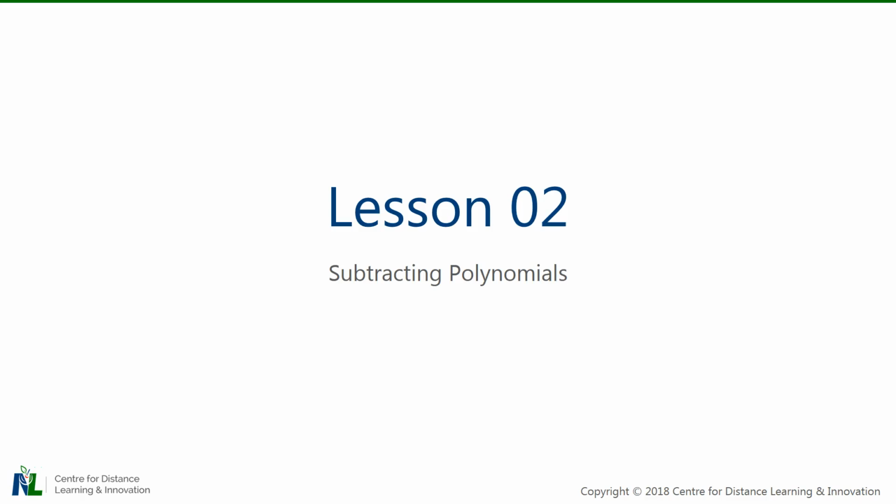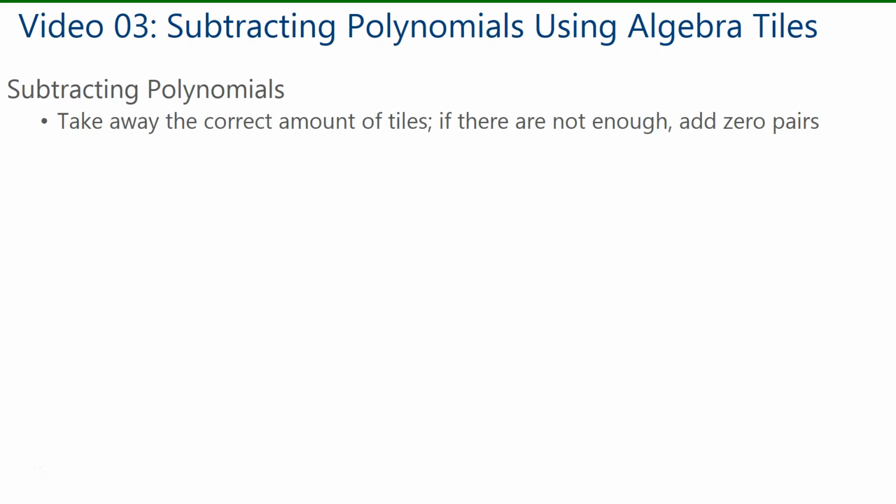Welcome to Lesson 2 on subtracting polynomials. We'll begin by subtracting polynomials using algebra tiles. And to do this, we just need to take away the correct amount of tiles. And if there's not enough tiles to take away from, then we add 0 pairs.